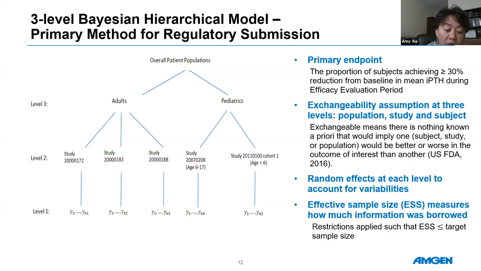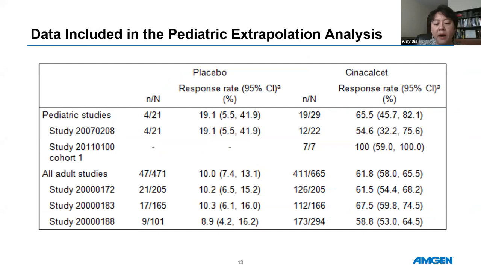So you may also ask how we can prevent too much borrowing because the adult sample size is much greater than the pediatric sample size. So we use effective sample size, again recommended in the FDA guidance, really to restrict the effective sample size so that it does not exceed the observed sample size in the pediatric study population.